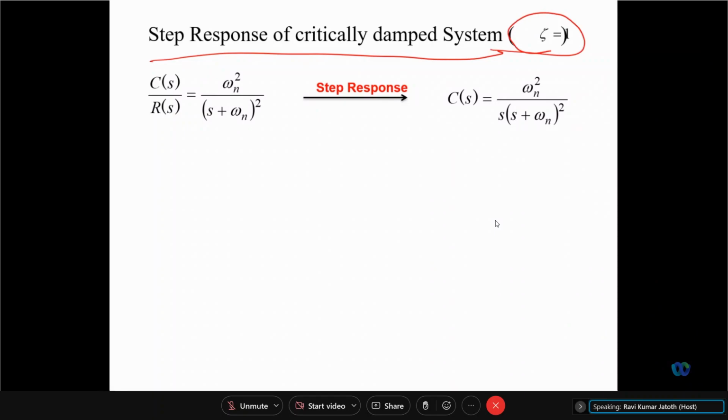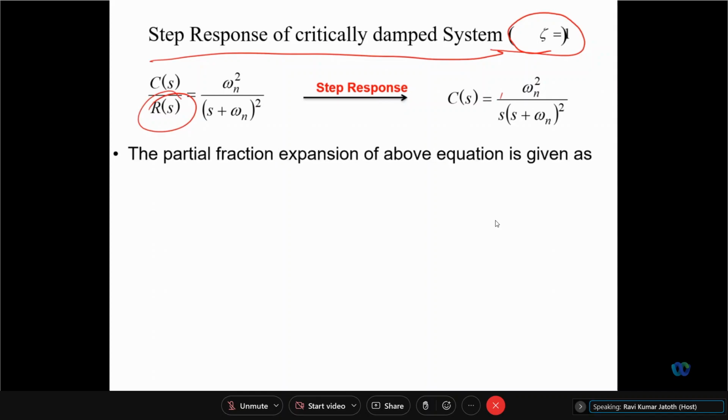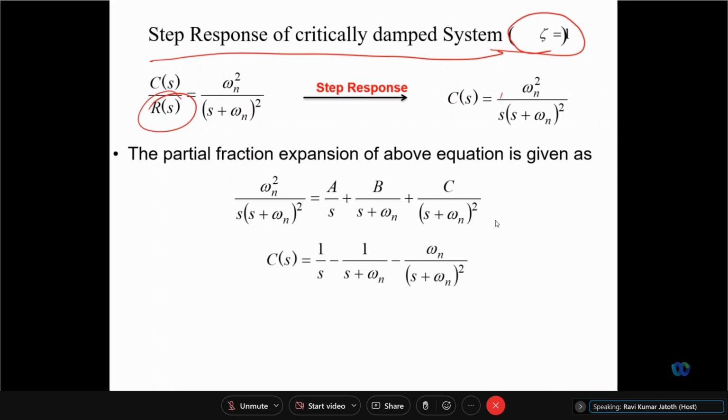When zeta is equal to 1, then we can write this as omega n square by (s plus omega n) whole square. And R of s is what? Unit step, which is 1 by s. Okay, omega n square by s into (s plus omega n) square. So when you try to find the partial fractions of this, A by s plus B by (s plus omega n) plus C by (s plus omega n) whole square, and find the coefficients A, B, and C, and then take the inverse Laplace transform, you are going to get this: c of t is 1 minus e power minus omega n t minus omega n t e power minus omega n t. So can anyone tell how the response will look like?